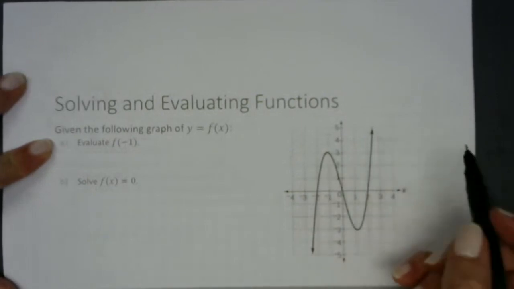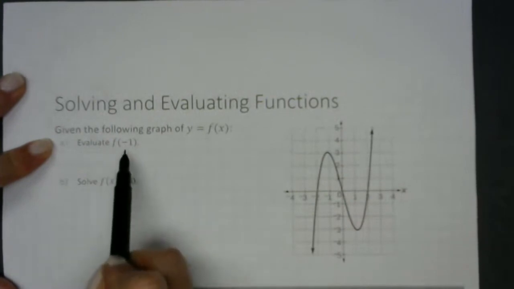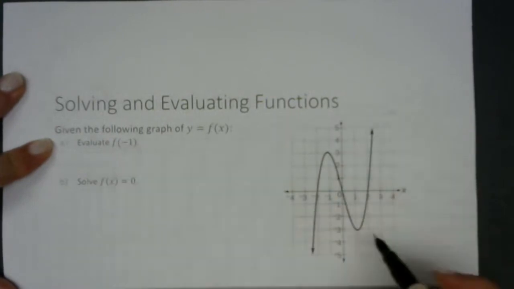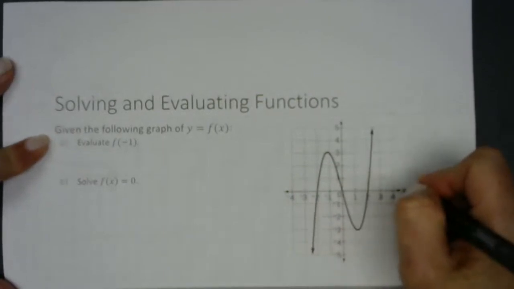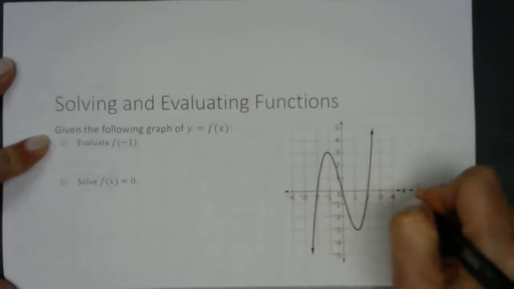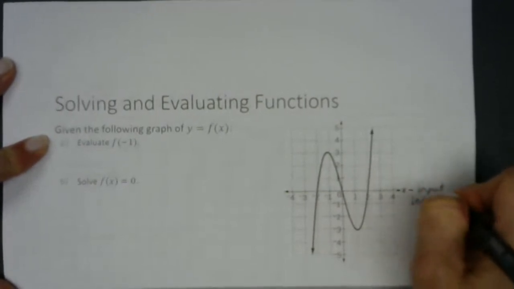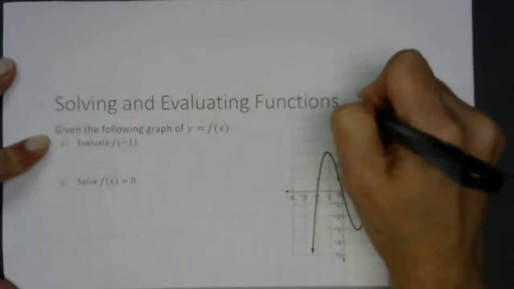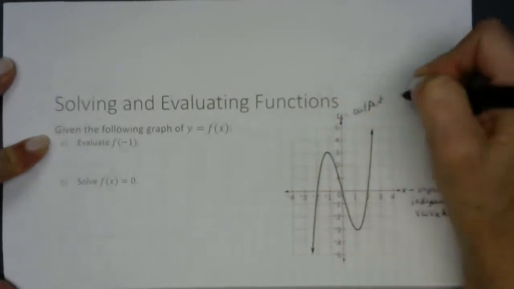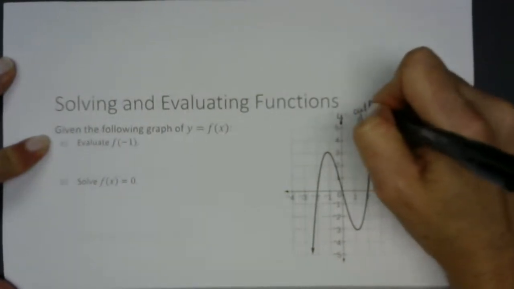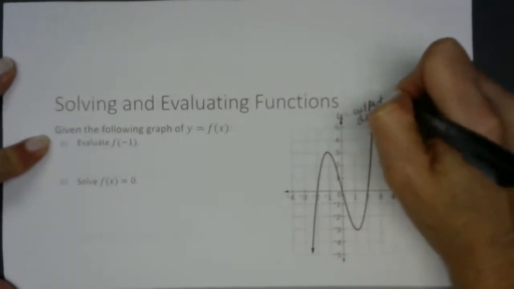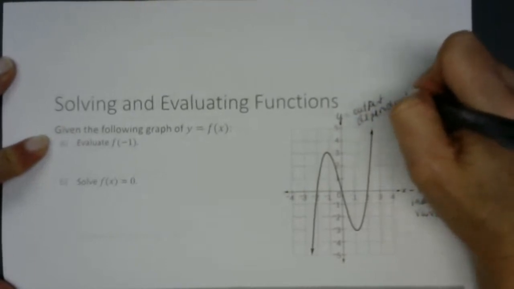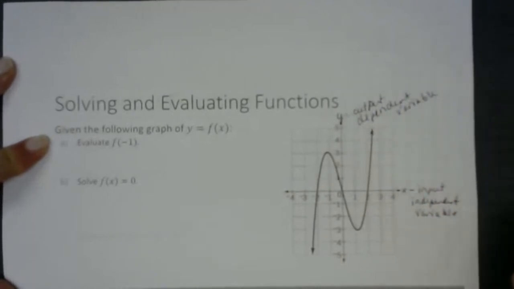But I can find the output that results from an input of -1, because on a graph, almost always the x's are the inputs or the independent variable, and almost always y, this is y up here, is the output or the dependent variable, because the value of y depends on what the value of x is.